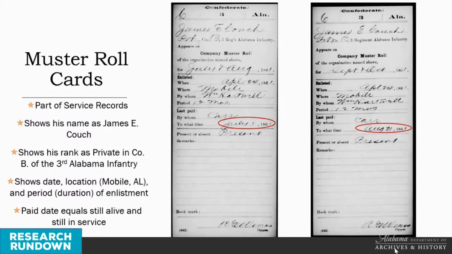The circled dates on these cards are the dates of pay and show to what time he has been paid for. If there are missing cards, or if it appears that a soldier died or left service, the dates of pay show you that a soldier was still alive up until that date at least.